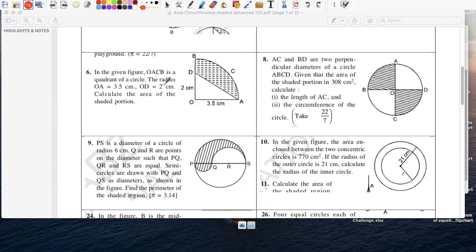OACB is a quadrant of a circle. The radius OA is 3.5, OD is 2. Calculate the shaded portion. Now again, imagine you had a quarter of a pizza and somebody took a triangle out. How much do you have left over?